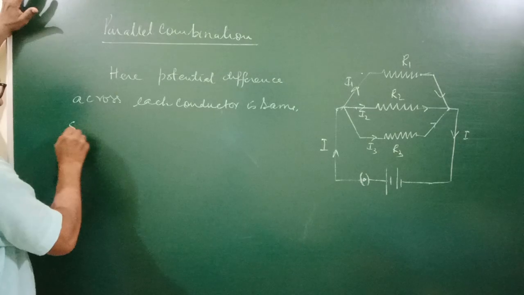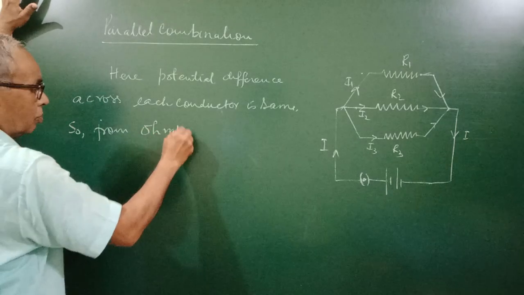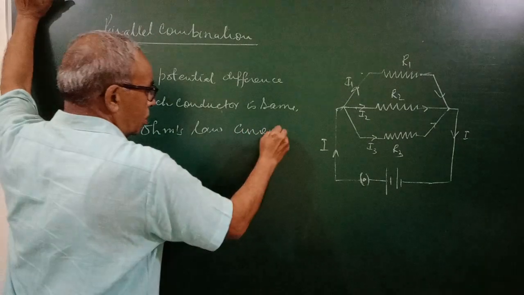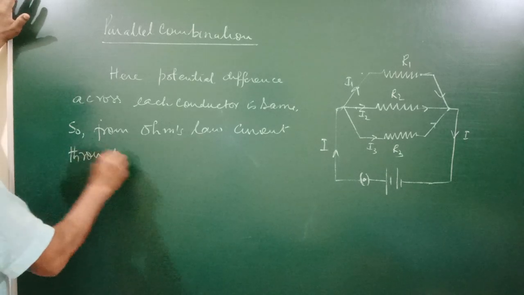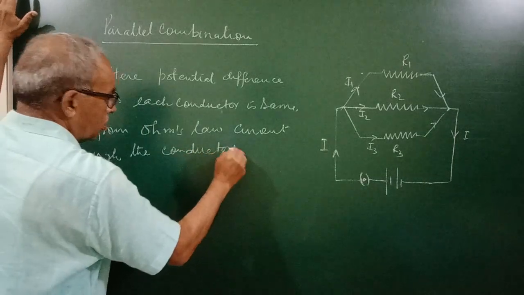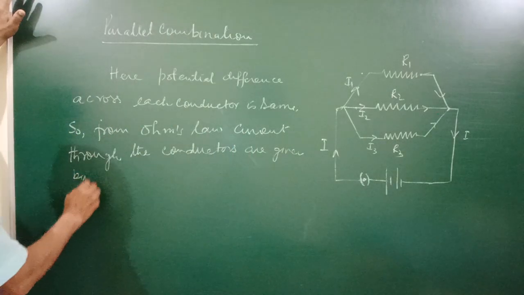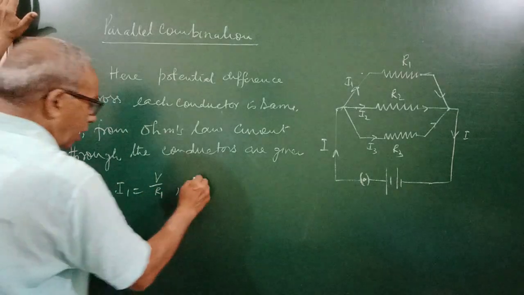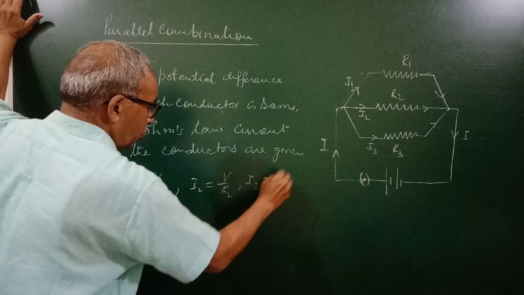So from Ohm's law, the current through the conductors are given by I1 is equal to V by R1, I2 is equal to V by R2, I3 equal to V by R3.